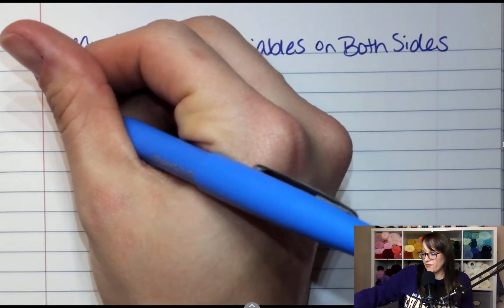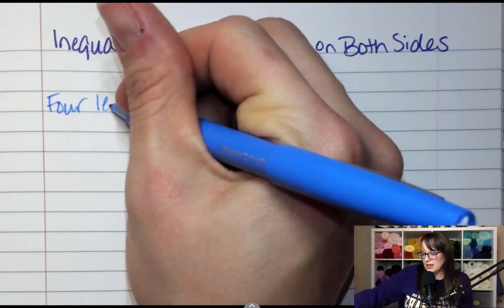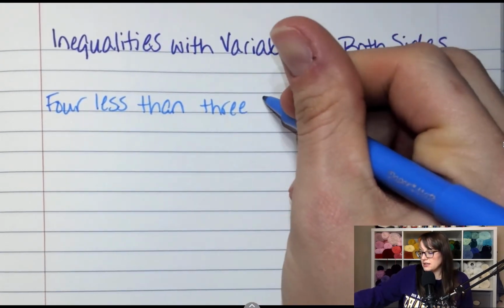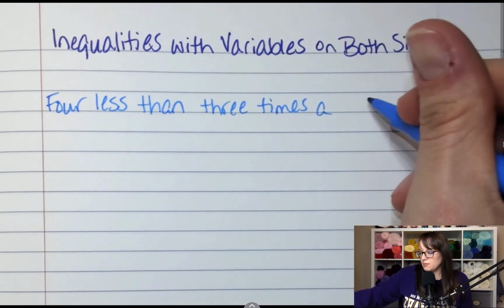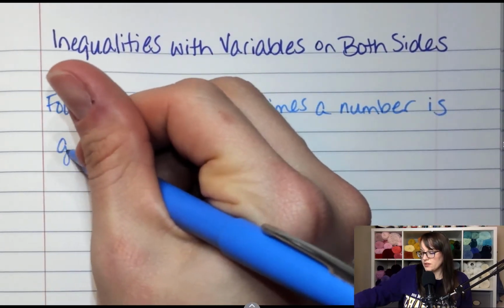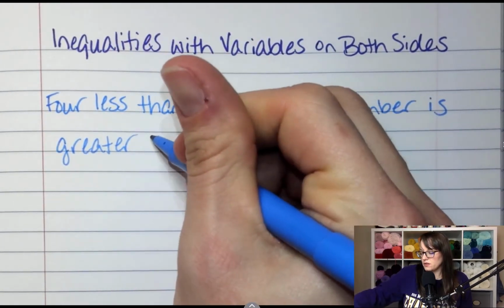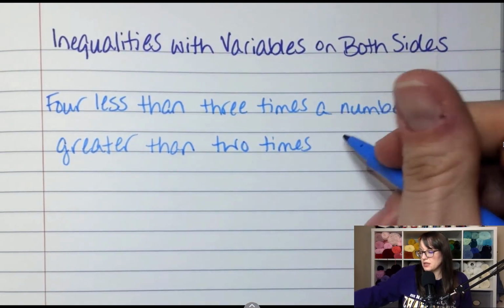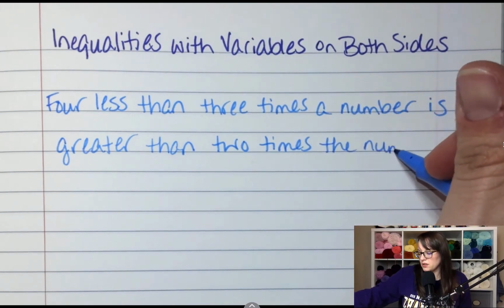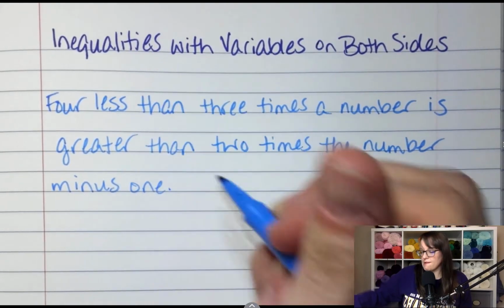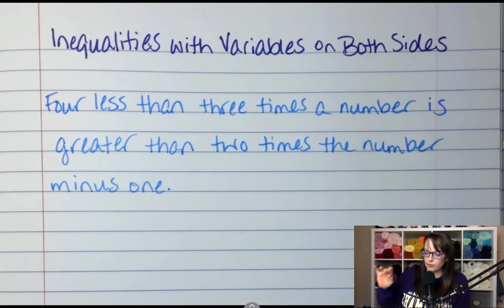So if I have 4 less than 3 times a number is greater than 2 times the number minus 1. Now, I know you probably don't want to write that down. Humor me, write it down because we're going to dissect it.